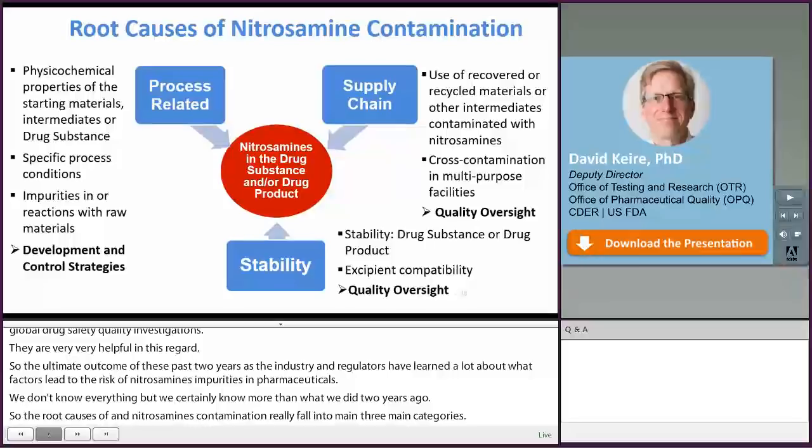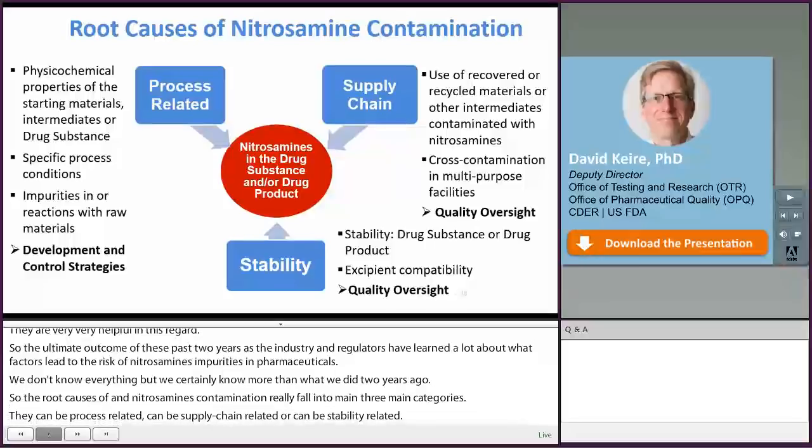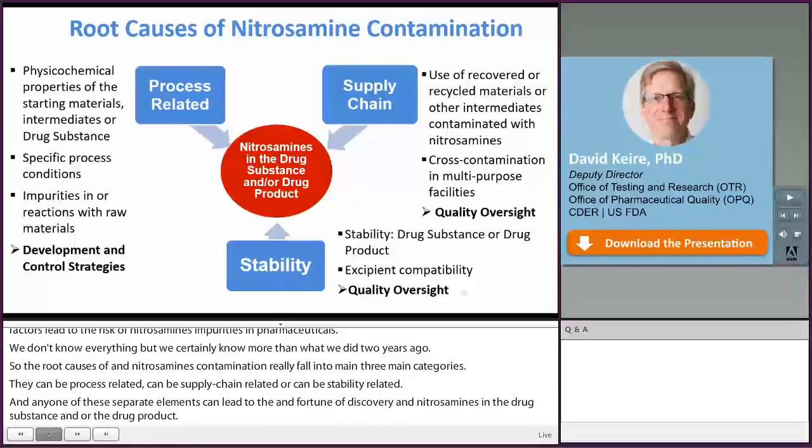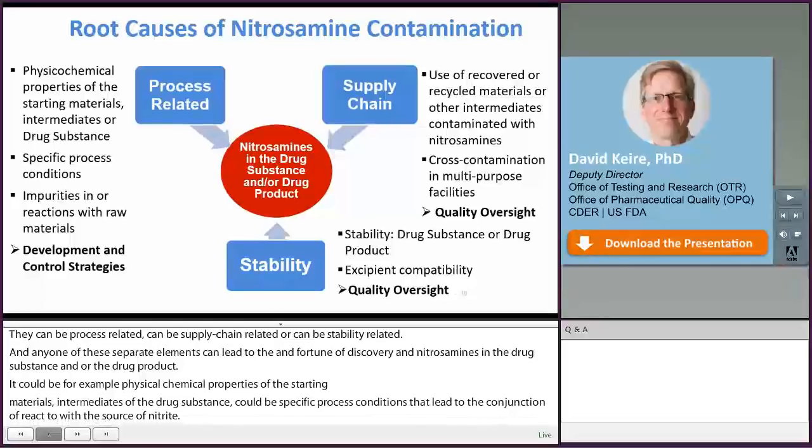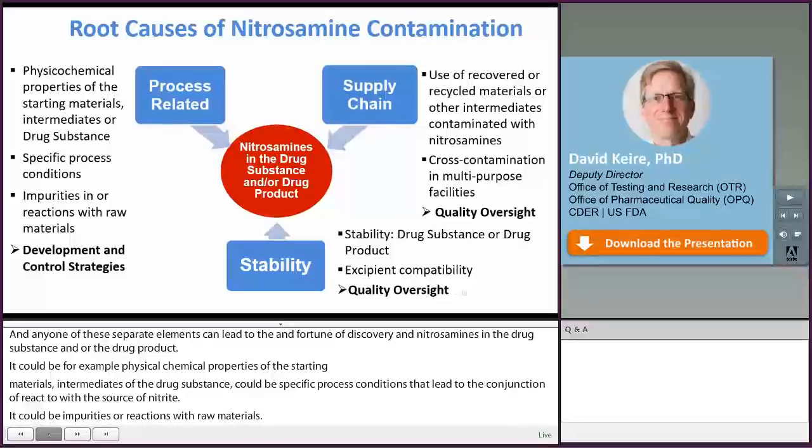And any one of these separate elements can lead to the unfortunate discovery of nitrosamines in the drug substance or the drug product. Could be, for example, physical chemical properties of the starting materials, intermediates, or the drug substance. Could be specific process conditions that lead to the conjunction of reactive amines with a source of nitrite. It could be impurities or reactions with raw materials in the process steps. And these all fall into the bucket of things that can hopefully be identified in development using this nitrosamine-specific lens.